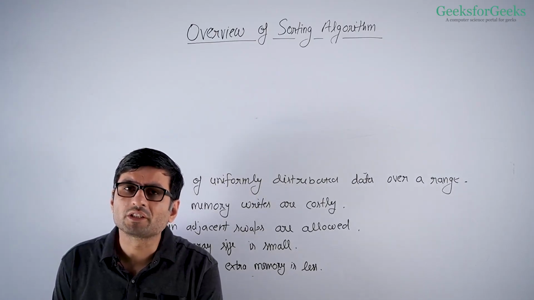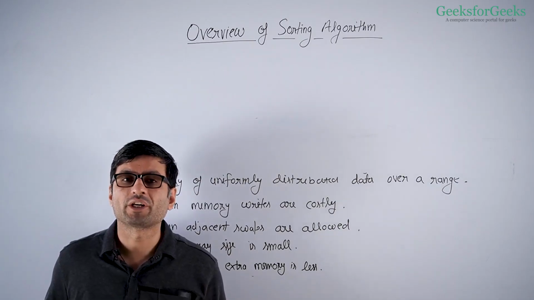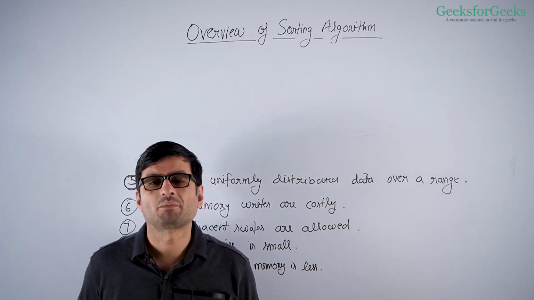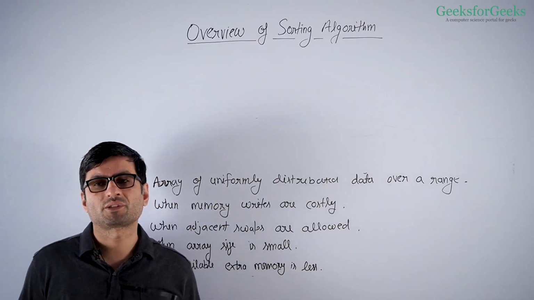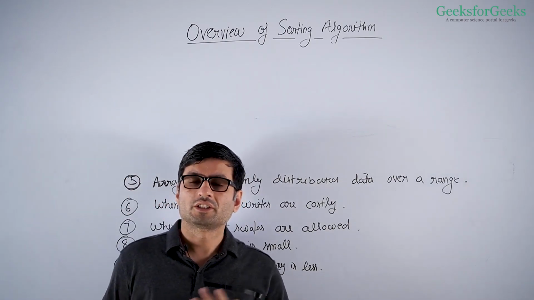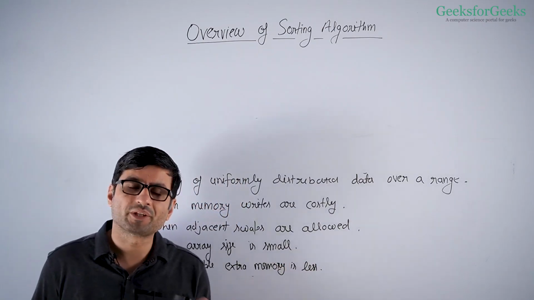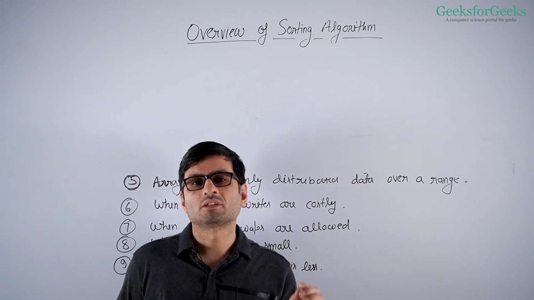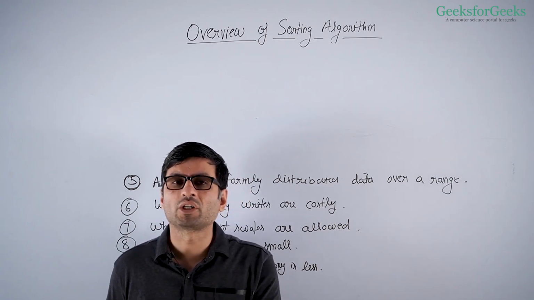The next problem is you have an array where data is uniformly distributed across a range. So you might have a small range or a big range, but your data is uniformly distributed. For example, if your range is floating point numbers 0.0 to 1.0, and you have thousands of elements which are uniformly distributed in this range, right? What it means is you have 100 elements from 0.0 to 0.1 and 100 elements from 0.1 to 0.2.